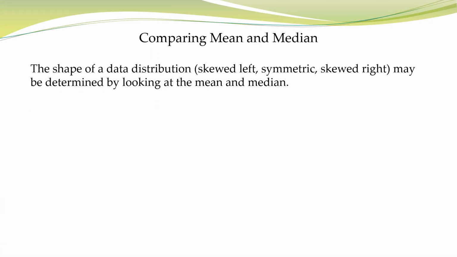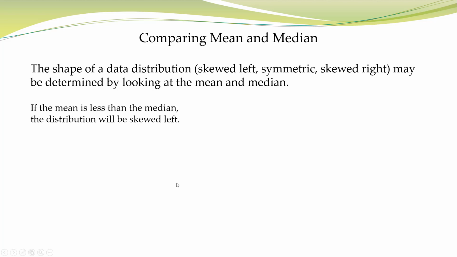Comparing mean and median. The shape of the data distribution, skewed left, symmetric, skewed right, may be determined by looking at the mean and median. If the mean is less than the median, the distribution will be skewed left. So if we look at this, the mean is less than the median, we have our data skewed to the left.